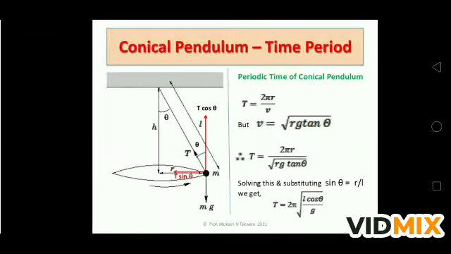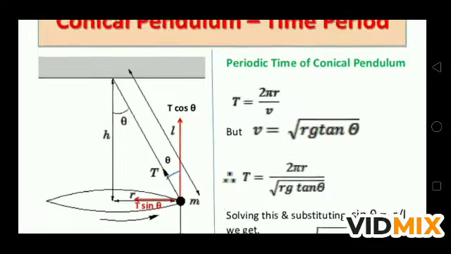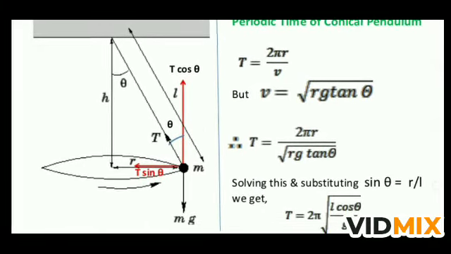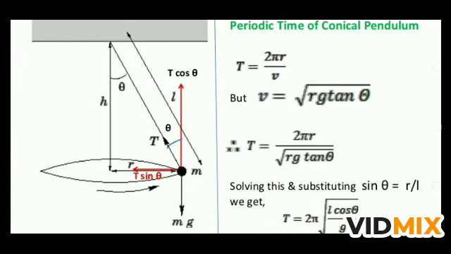Now to find the time period, since time is equal to distance upon speed, the distance covered by the bob is 2 pi r and the speed is v, so we can write t is equal to 2 pi r upon v, and we have to find the value of v. v is equal to under root rg tan theta. Putting the value of v in the equation, t is equal to 2 pi r upon under root rg tan theta.